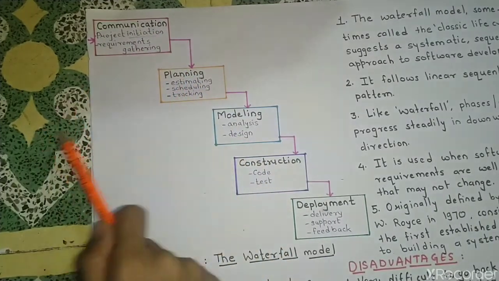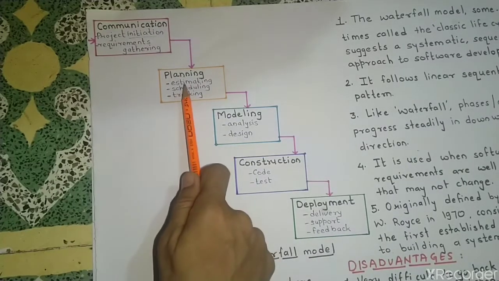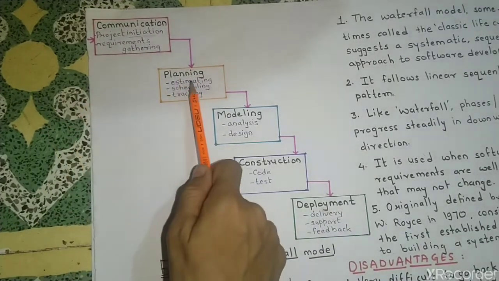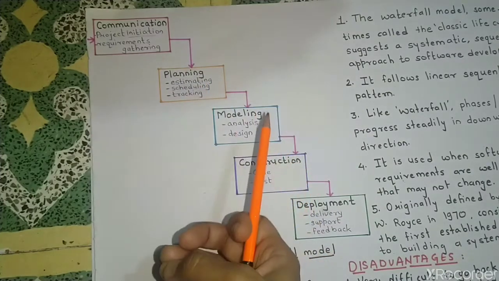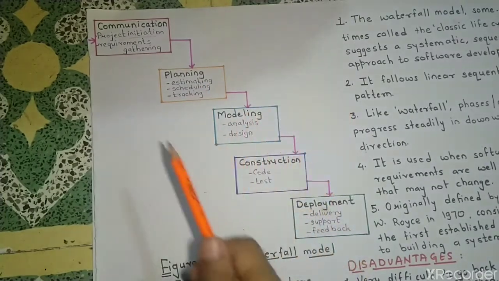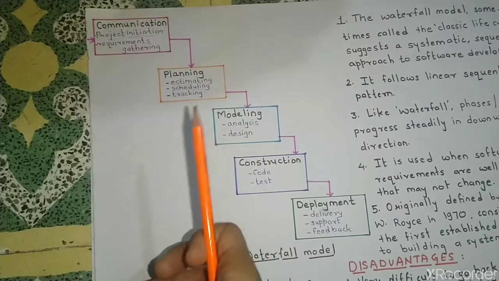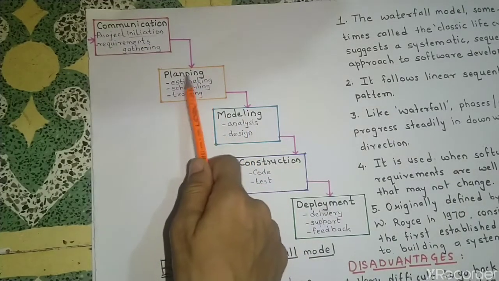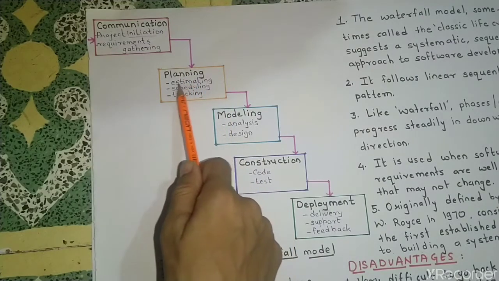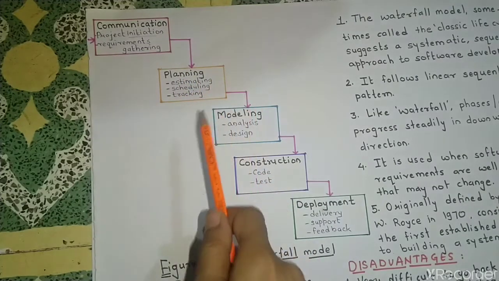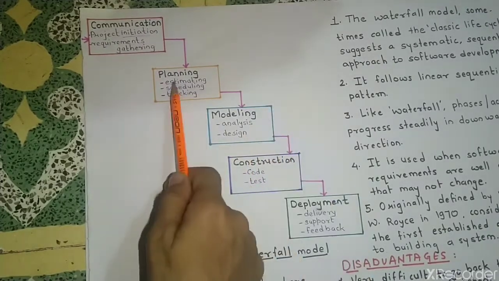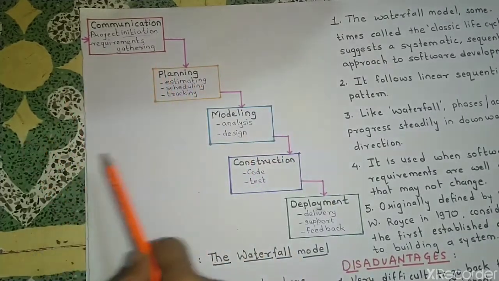So what happens in planning? Three activities are carried out: estimating, scheduling and tracking. Estimating means we are going to estimate how many resources we are going to need. Those resources are computer resources, software resources, human resources. Thereby, estimating these resources, we are also going to estimate the cost, duration of the project, and effort required to complete it. So estimation is done in the planning activity.